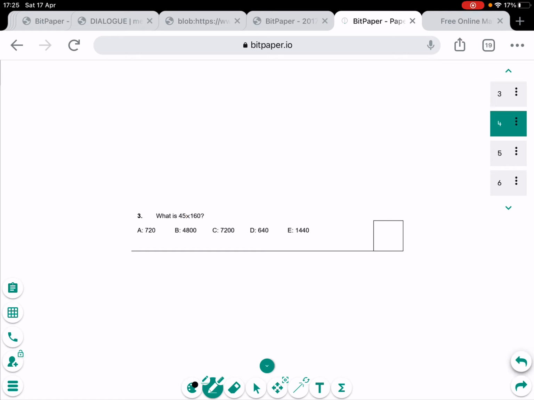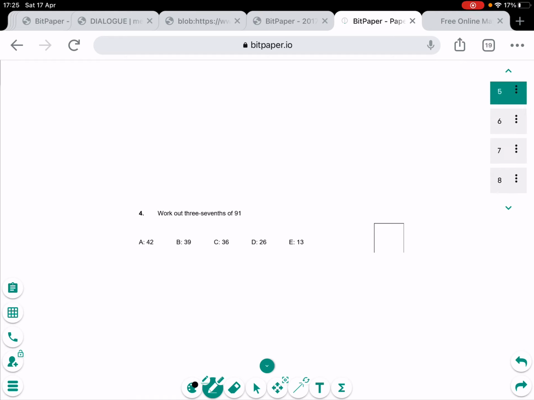45 times 160. So the way I do these questions with a lot of zeros is I do 45 times 16, which equals 720. And don't forget to add another 0. So therefore we get 7200, which is C.